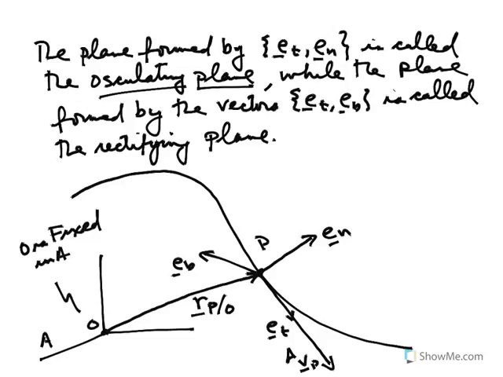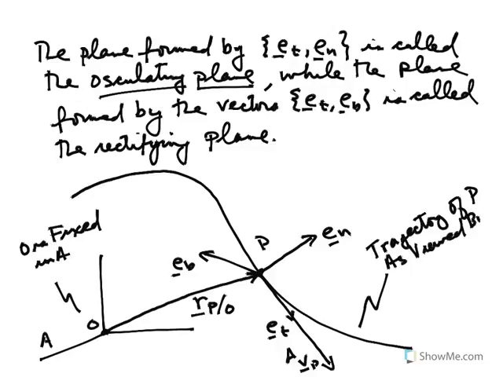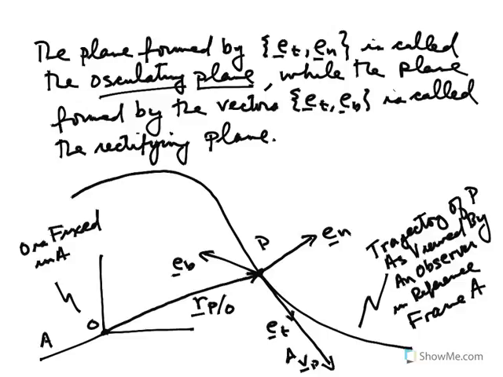And this path that is subtended by this point is called the trajectory of P as viewed by an observer in reference frame A. So that's the theory of intrinsic coordinates.